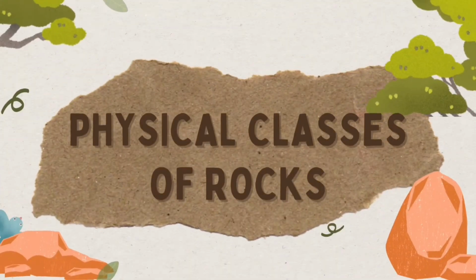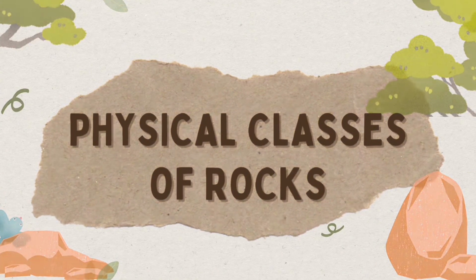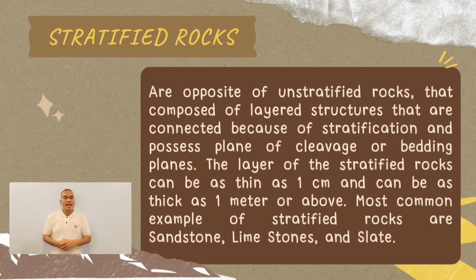I will discuss the physical classes of rocks. The first physical class of rocks is stratified rocks. Stratified rocks are the opposite of unstratified rocks, composed of layered structures that are connected because of stratification and processes of cleavage or binding planes.